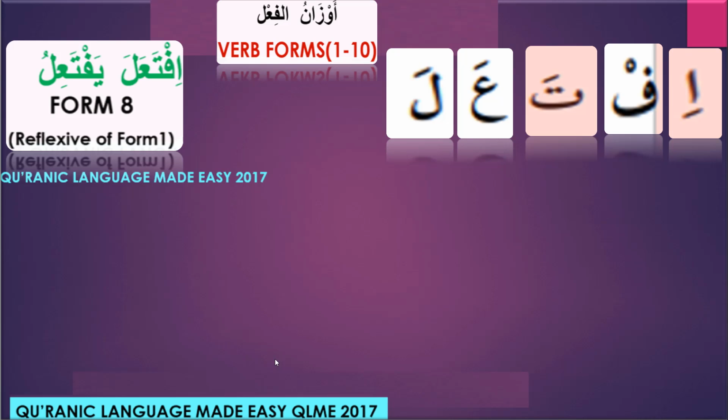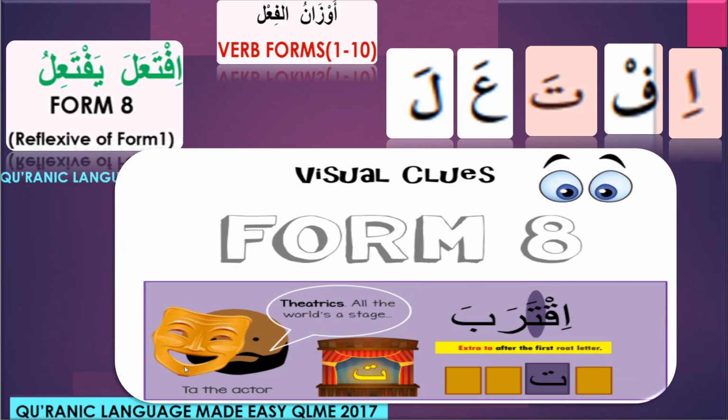So this is built on form 1 by adding the prefix e to the form 1 verb and placing a sukun, and it must be placed over its first radical. And this is often a reflexive version of form 1. For example, if I say jama'a, which means to collect or to gather, ijtama'a, which means to meet or to agree. So this is the reflexive of form 1, and it indicates being in a state of something. So the visual clues are iqtaraba family. Here the extra ta after the first root letter is there. Iqtaraba, like ifta'ala.